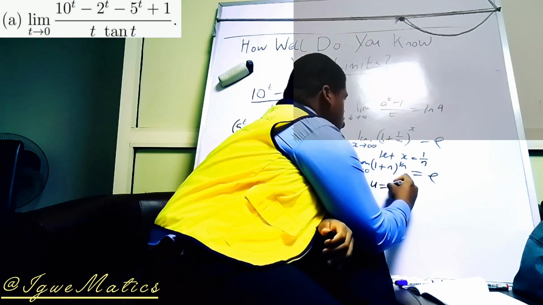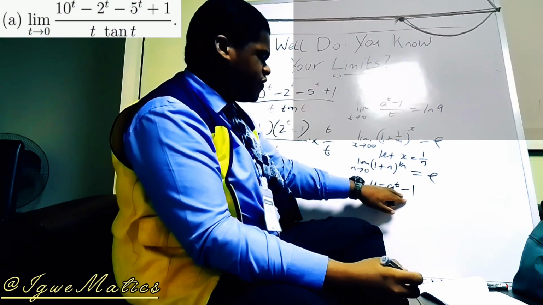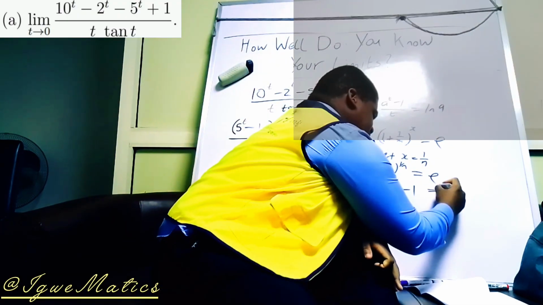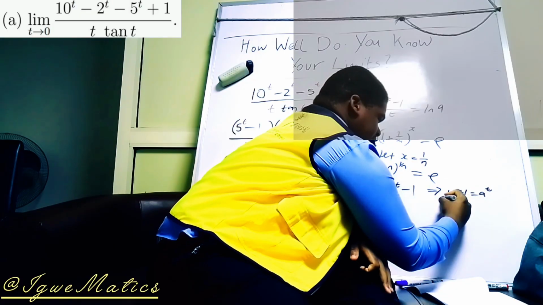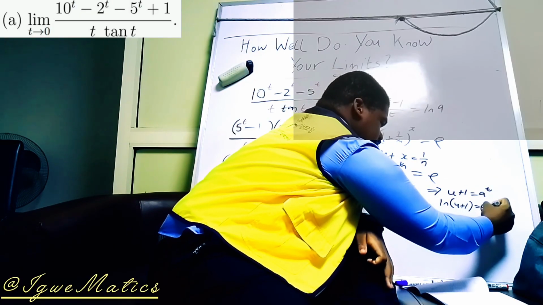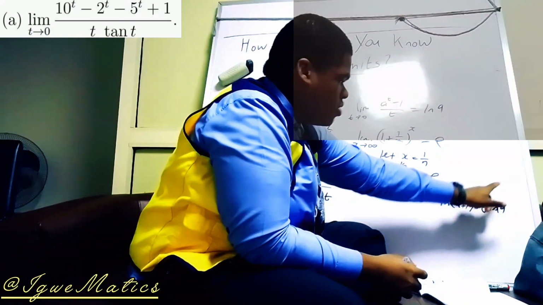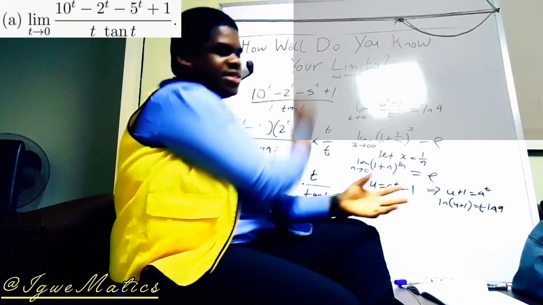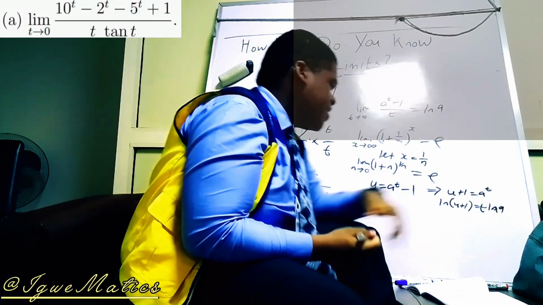Let u equal a to the power of t minus 1. If u equals a to the power of t minus 1, this implies that u plus 1 is equal to a to the power of t. This means that the natural log of u plus 1 should equal t ln a. The reason it's t ln a, don't forget, is that if you have the natural log of a to the power of t, you can bring down that t to the front of the natural log. So you have t times the natural log of a.